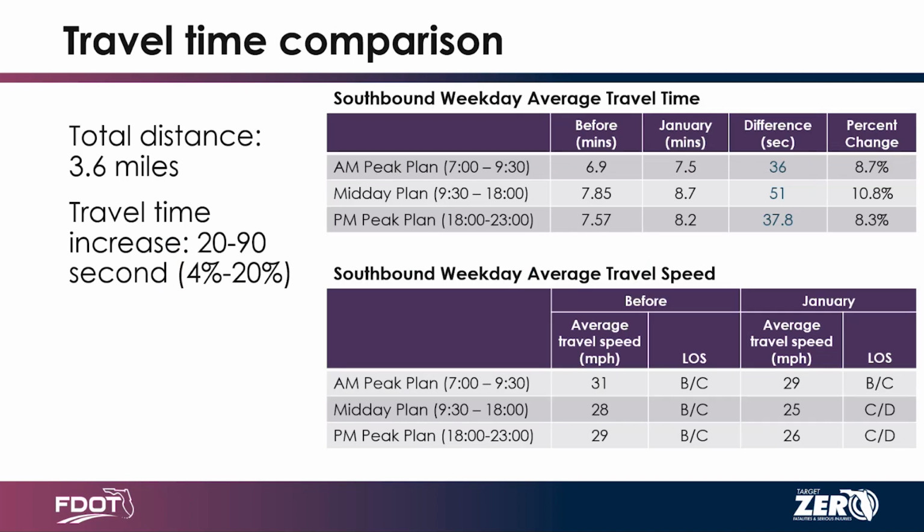Travel time comparison is 3.6 miles. There's a travel time increase of 20 to 90 seconds depending on where you're at. So if you're looking at 3 miles, a minute and a half in the worst case scenario, it's a little bit, but I don't know that it's a significant change, my personal opinion. And then if you start looking at the level of service, your level of service in midday plan and PM peak did change. It went from a BC to a CD. Still not a significant jump, but it is still there.